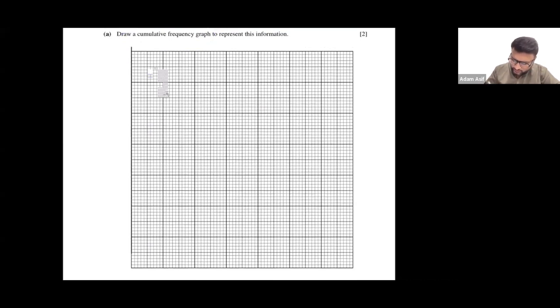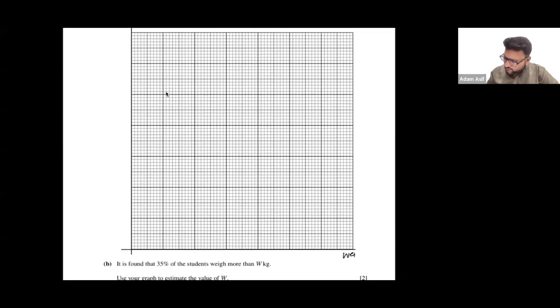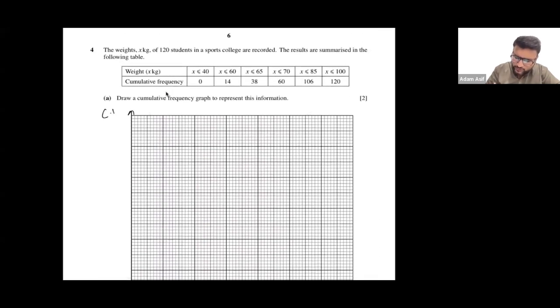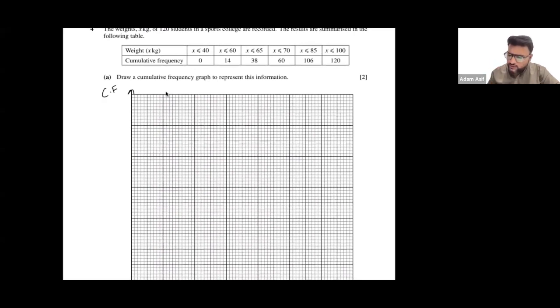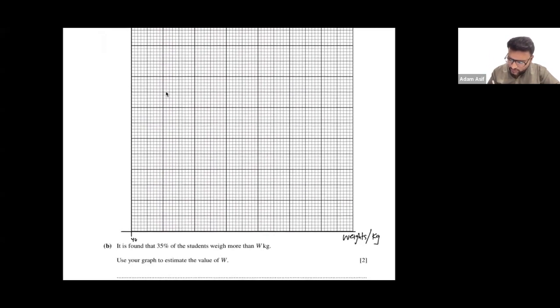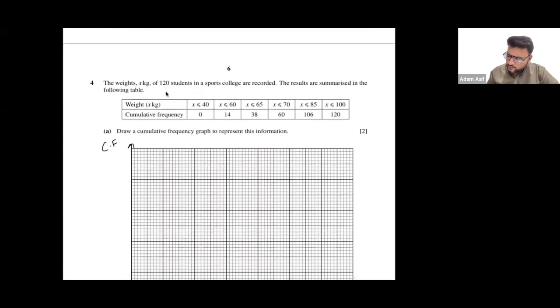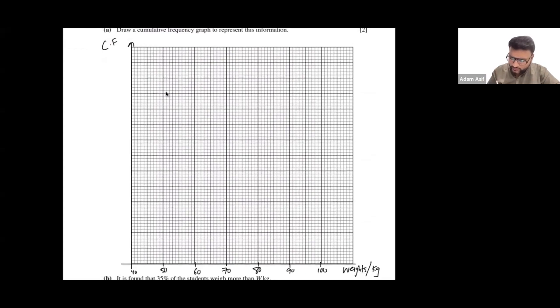So vertical axis is going to be for cumulative frequency. Horizontal axis is going to be for the weights in kg. This is cumulative frequency. The smallest value is 40 and highest value is 100. Start with 40, 50, 60, 70, 80, 90, and 100. The vertical axis has to go from 0 to 120. So 10, 20, 30, 40, 50, 60, 70, 80, 90, 100, 110, 120.